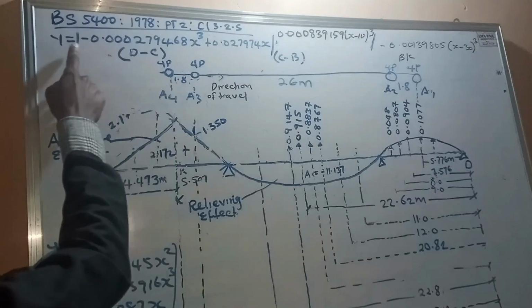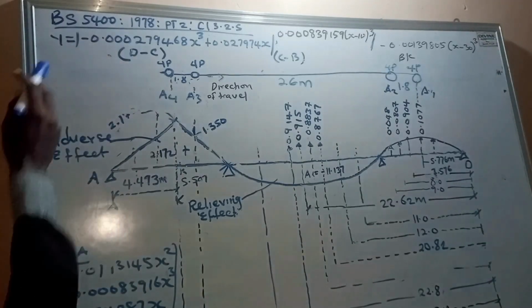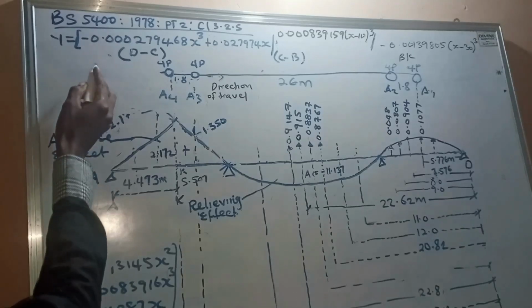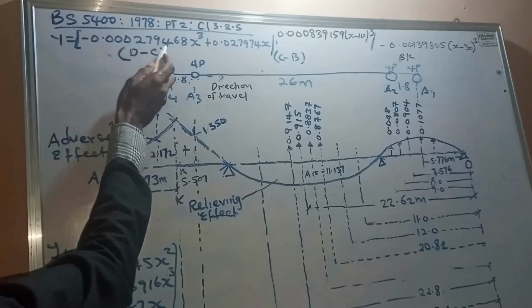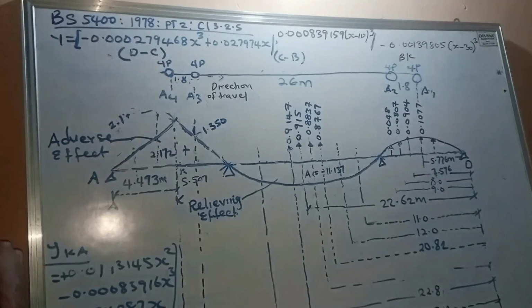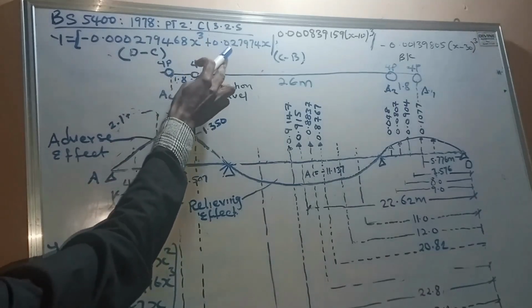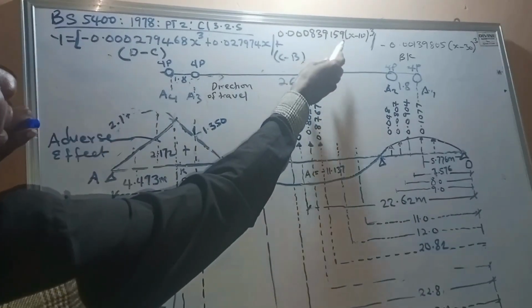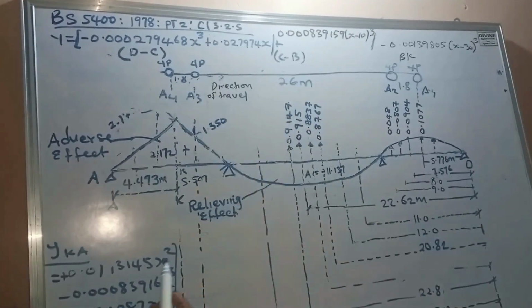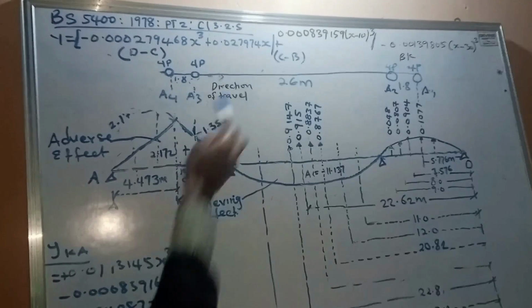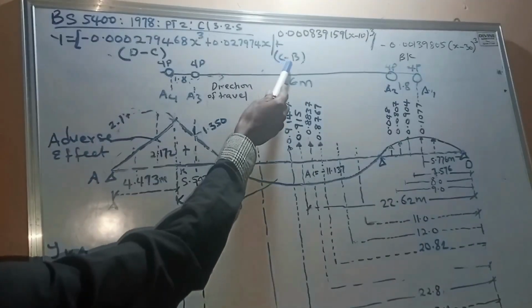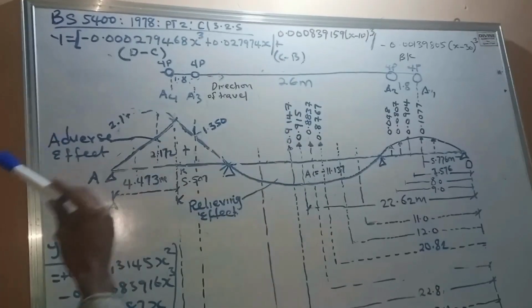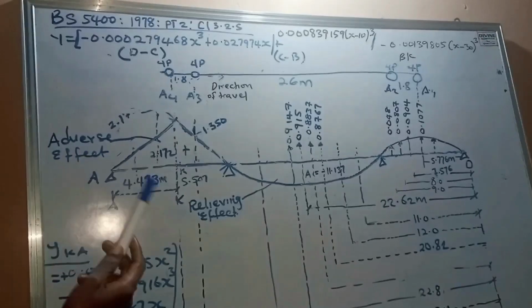So from here, if you look at the expression, Y equals minus 0.0027946 x raised to the power 3 plus 0.027974 x, that's now this part, 9159 open bracket x minus 10 close bracket raised to the power 3. Once we add this expression to it, the influence line ordinate will be applicable to CB. All right, applicable from D down to CB.